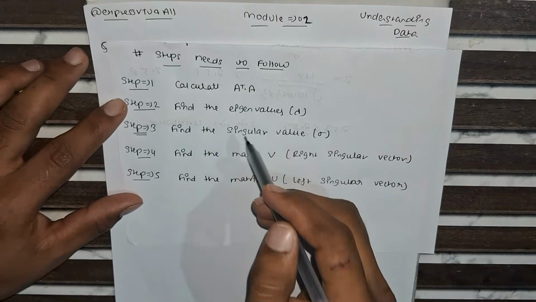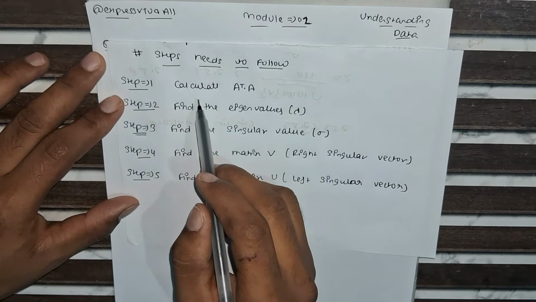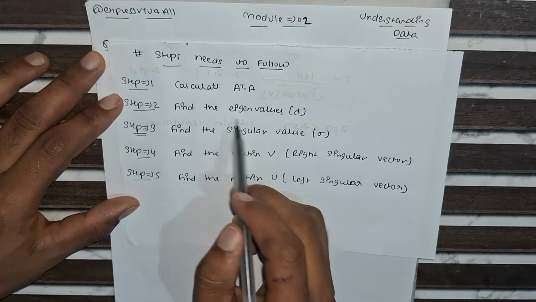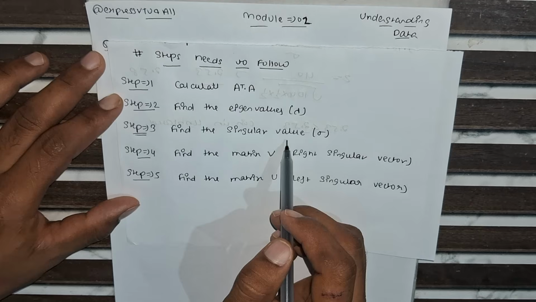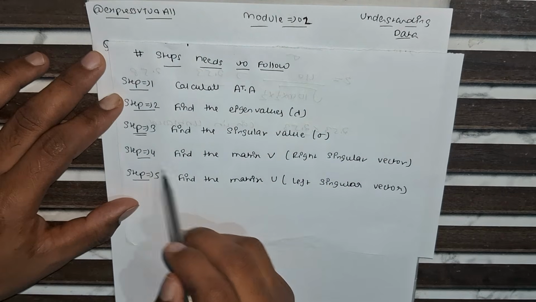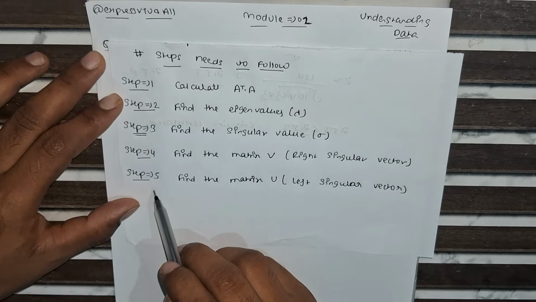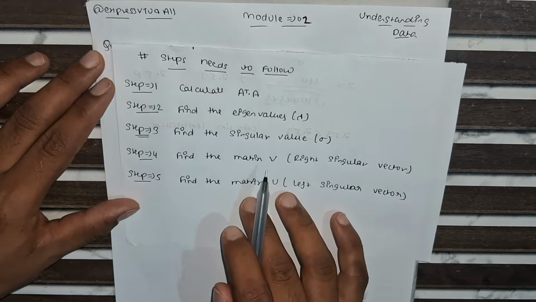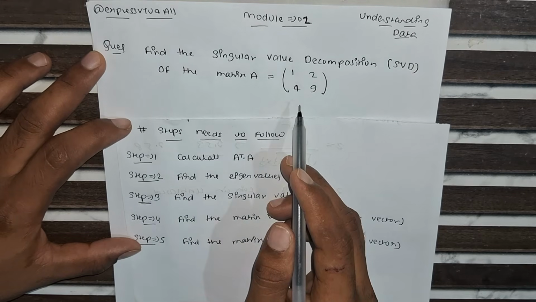So these are the steps you need to follow for solving these kinds of problems. Step 1 is calculate A transpose into A, step 2 is find the eigenvalues lambda, step 3 is find the singular values sigma, step 4 is find the matrix V, meaning the right singular vectors, and step 5 is find the matrix U, which is the left singular vectors. So we are following these steps to solve these kinds of problems.